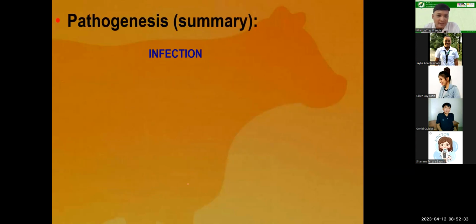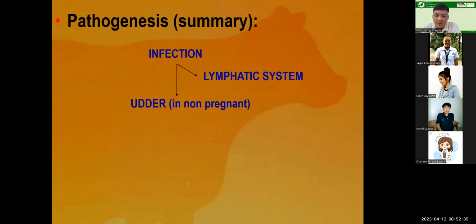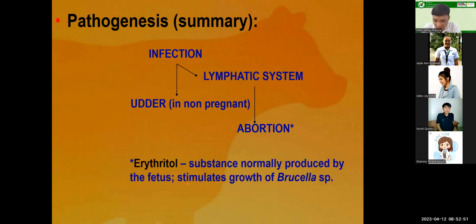Okay, so summary ng pathogenesis, infection, we have invasion of the lymphatic system, and for the non-pregnant, kapag hindi pa siya nagpapadede, pwede niyang i-invade yung other. And if lymphatic system ang tinamaan at buntis yung animal, there could be abortion.